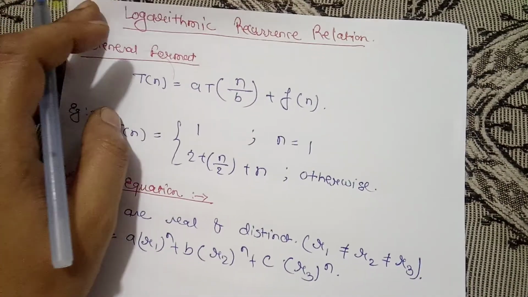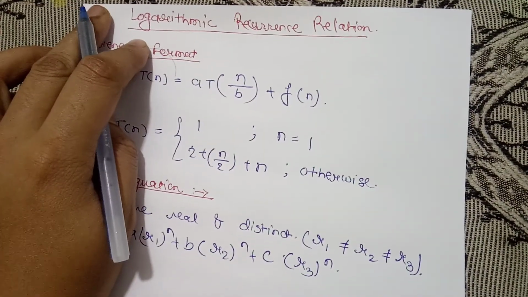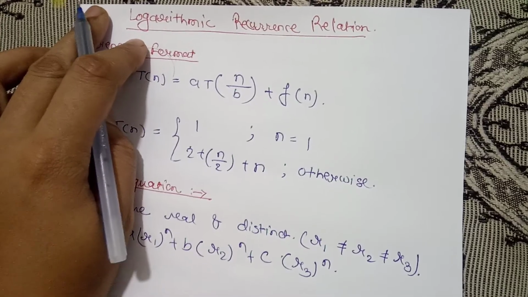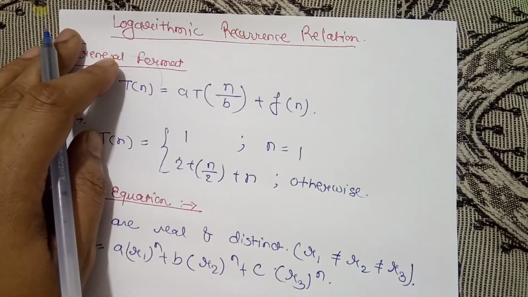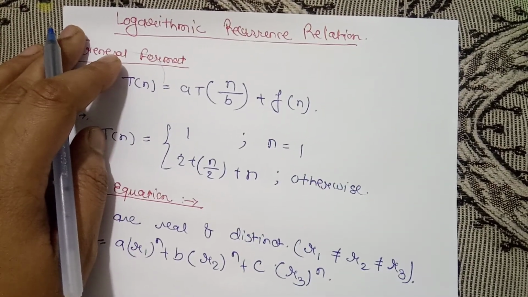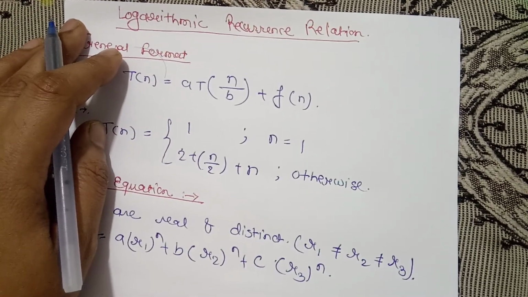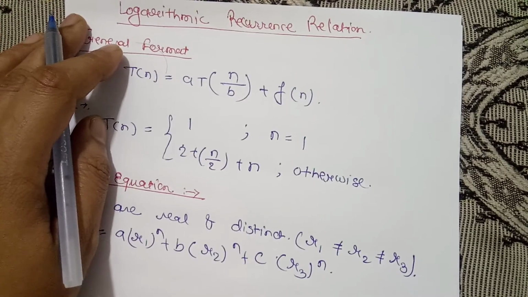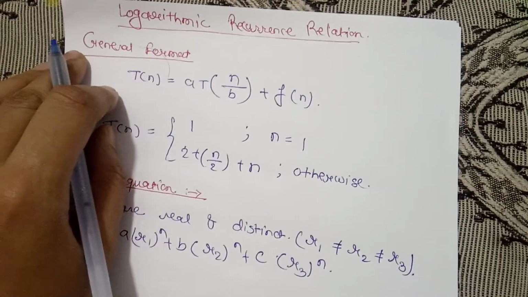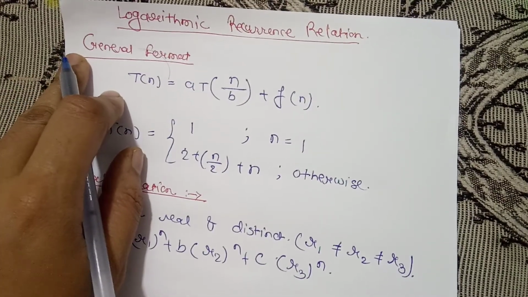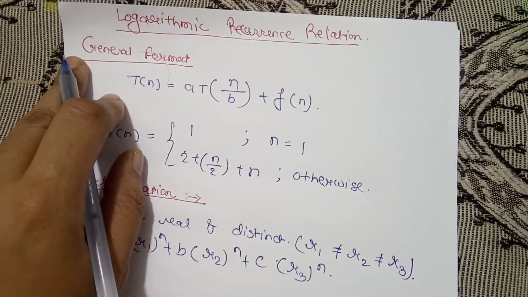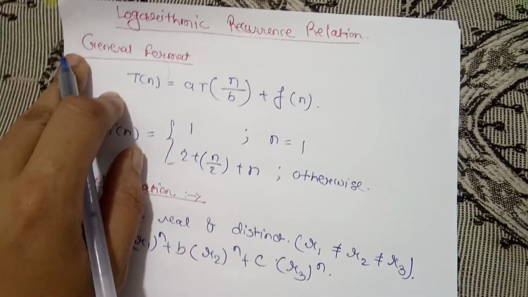Hello all, we are moving to the third method, that is the logarithmic recurrence relation method. The first method that we covered is the characteristic root method, the second is the non-homogeneous recurrence relation method, and the third is the logarithmic recurrence relation method. Fine.